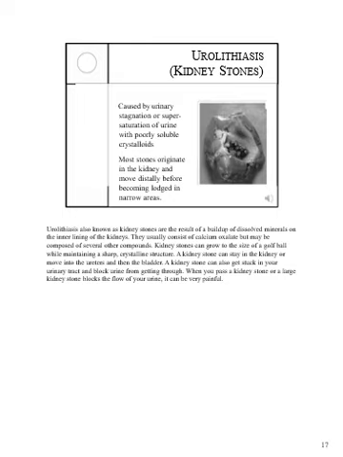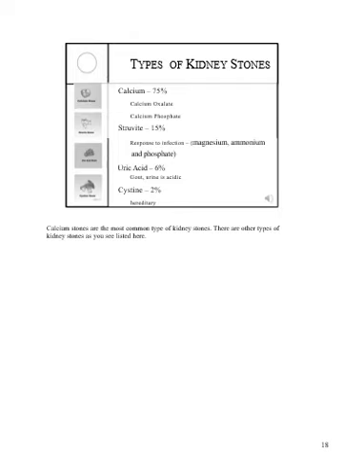A kidney stone can stay in the kidney or move into the ureters and then the bladder. A kidney stone can also get stuck in your urinary tract and block urine from getting through. When you pass a kidney stone, or a large kidney stone blocks the flow of urine, it can be very painful. Calcium stones are the most common type of kidney stones. There are other types of kidney stones as you see listed here.